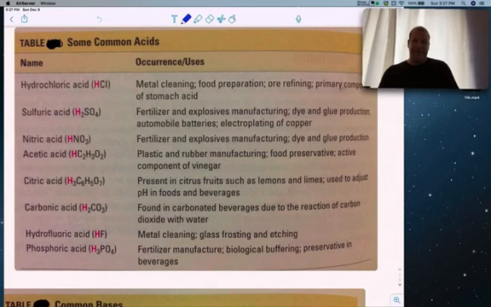Hydrofluoric acid, this stuff scares me. If you get any on you, it goes right to your bones. It'll eat through your stuff till you get to your bones. It'll dissolve glass. If you ever see frosted glass, it's frosted because of hydrofluoric acid. It's also used to clean metals. Scary stuff in my opinion. Phosphoric acid is used to make fertilizer, as a buffer, and is added in food.